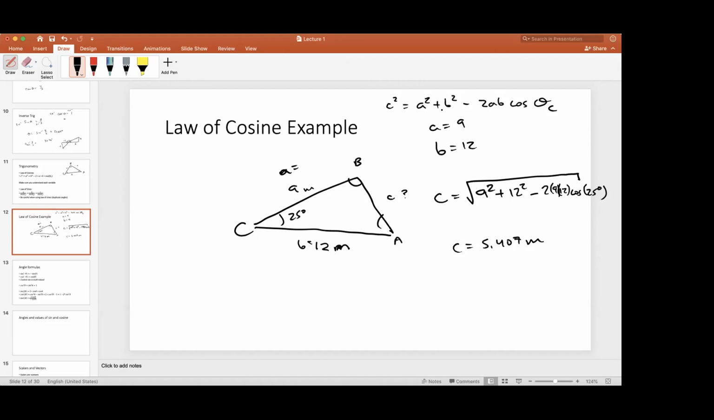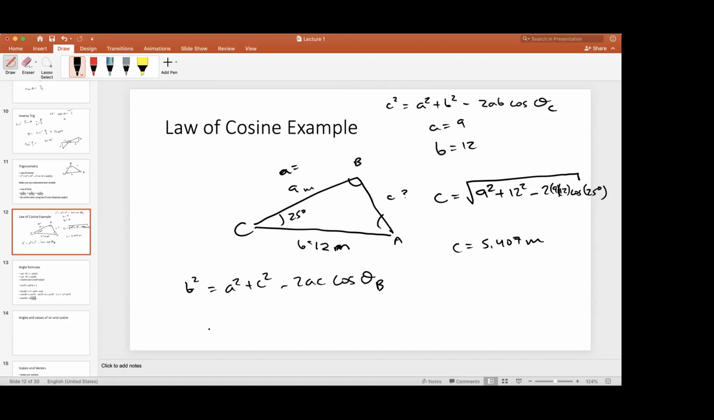You could, for instance, plug in. We know that B squared is equal to A squared plus C squared minus 2AC cosine of theta B. So notice here, I've changed from C to B and angle C to angle B, and I changed A and B to A and C. You can do that.